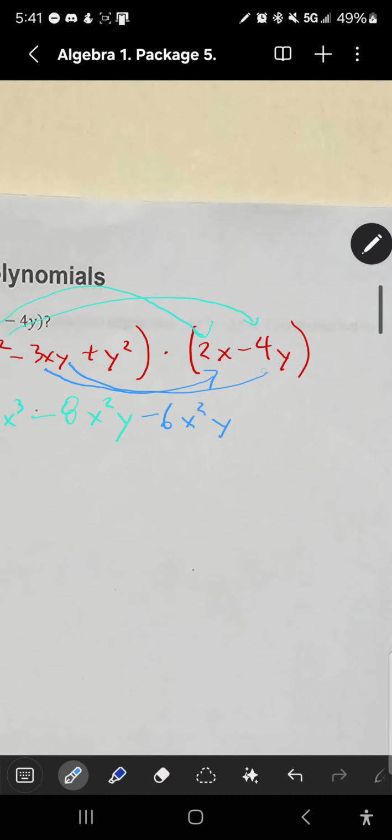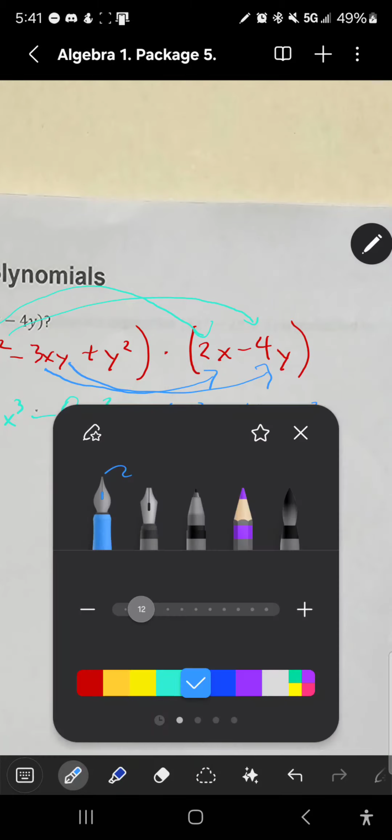Now let's see here. So negative 3 times negative 4. Negative times negative is positive. 3 times 4 is 12. And then I see x, there is no x, so we keep the x, and then y times y is y squared. Now let's see the last one.